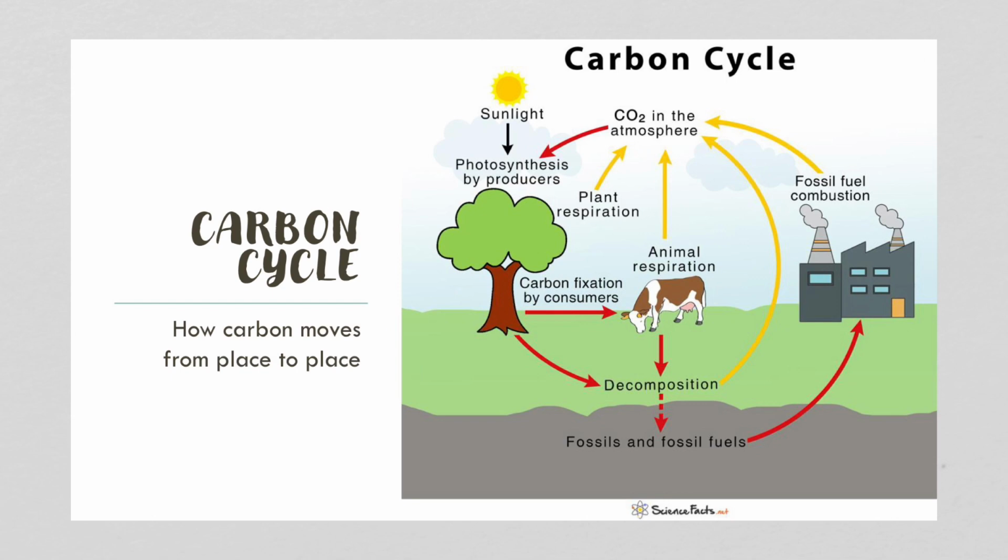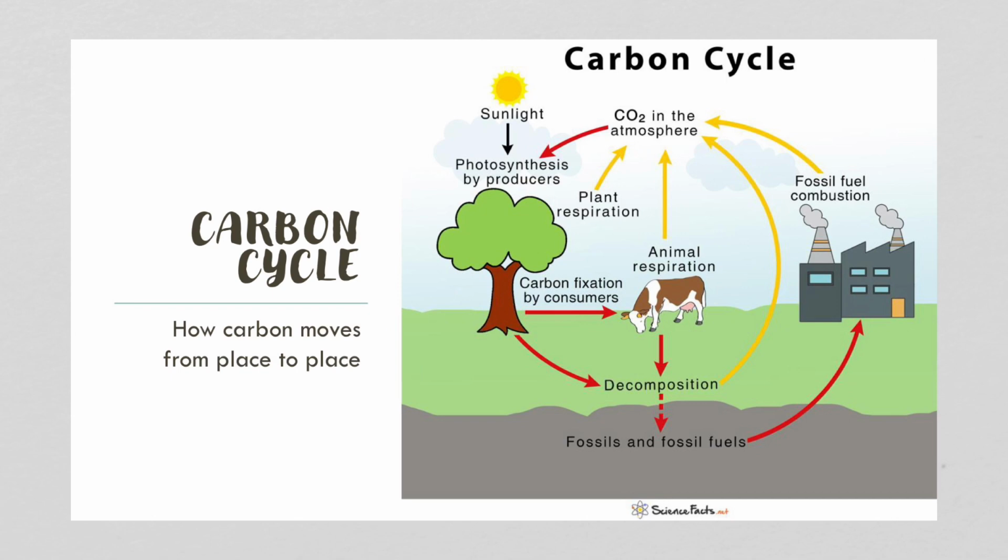So that's how carbon moves from place to place. We start with carbon dioxide in the atmosphere. Producers will convert that. So things that act as carbon sinks are producers. Plants will perform photosynthesis and then will pass that carbon to consumers. It'll end up in the soil when things die and there's decomposition. Some things could end up becoming fossil fuels.